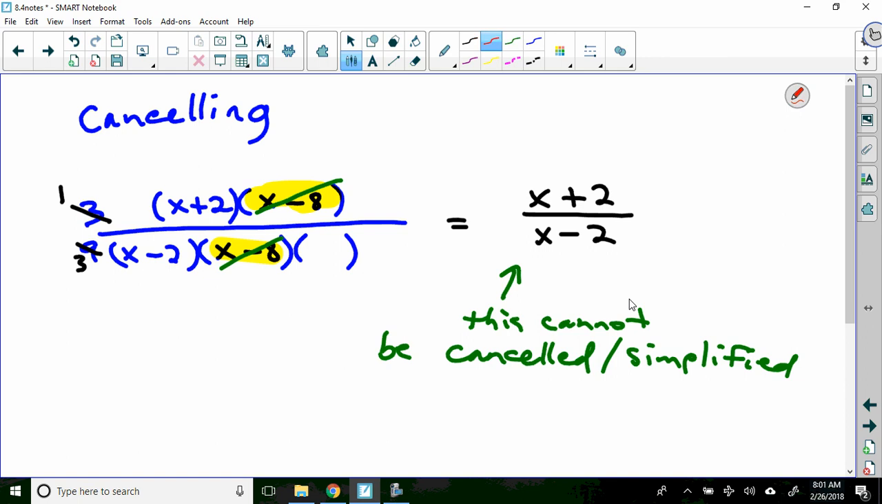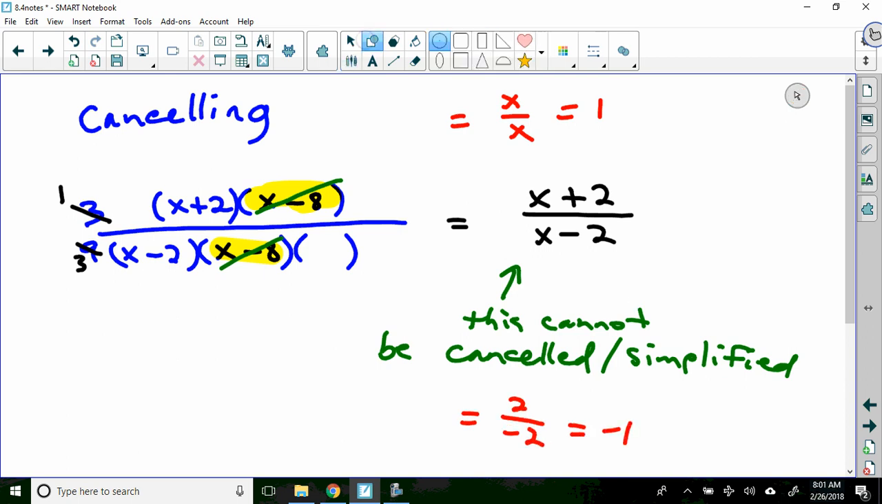Now, if we had just x over x, of course that's going to be 1. If we had 2 over negative 2, that's going to be negative 1. But the deal is, because we have separate terms here, this term and this term and this term and this term, these two terms here make up a factor.